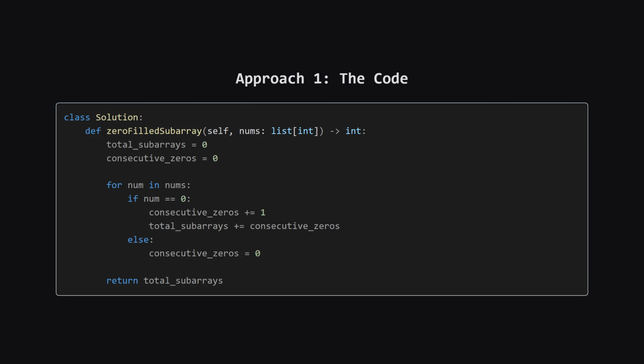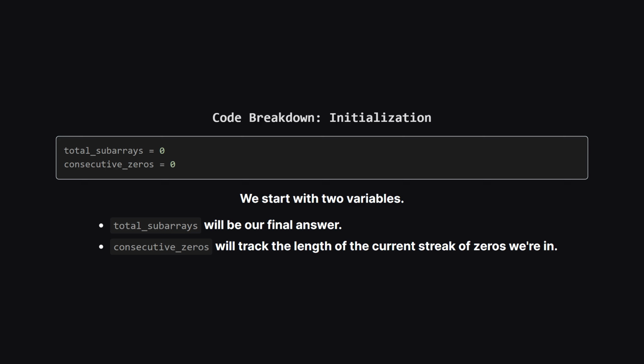And here's what that logic looks like in Python. It's really clean and simple. Let's quickly break it down so every part is crystal clear. First, we set up 2 counters. The one called total subarrays is what we'll eventually return, so it starts at 0. The other one, consecutive zeros, is our streak counter. It also starts at 0, because we haven't seen any numbers yet.